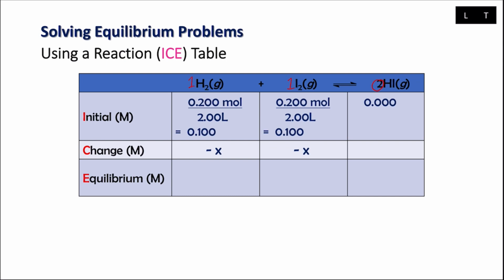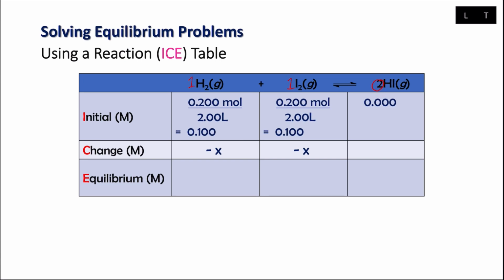So, dia akan jadi negatif X juga. So, ini yang saya masukkan. Reactant, dia akan bertukar menjadi negatif untuk bahagian change, because reactant keeps decreasing. And then, untuk bahagian produk, we have 2 here as our coefficient.